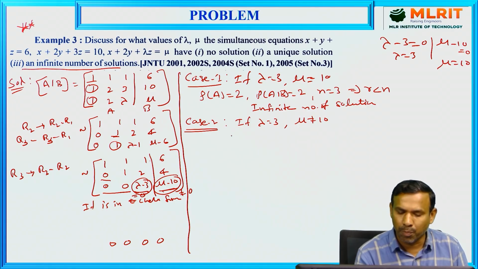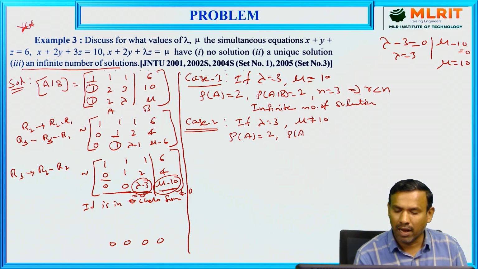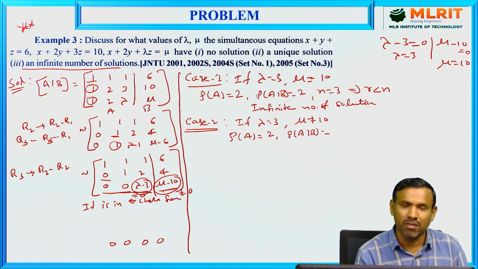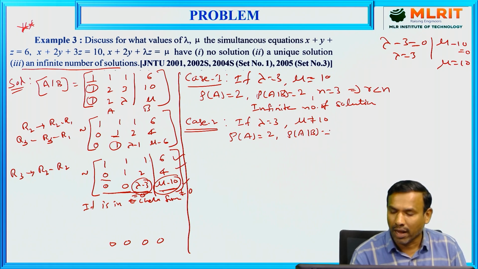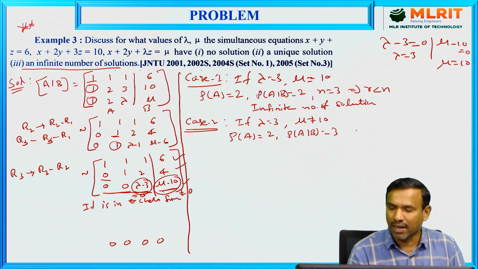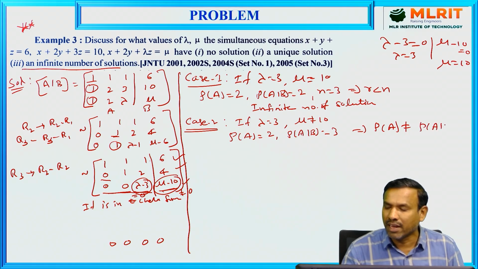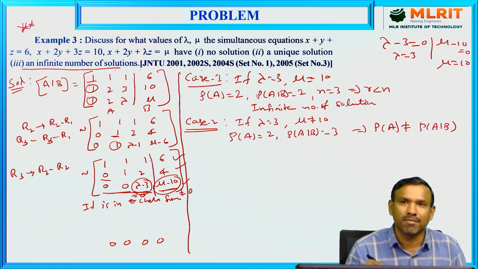So the last 3 elements in the row are 0, so there are 2 non-zero rows. Rank of A is 2. Now rank of A by B: since mu is not equal to 10, mu not equal to 10 means 11, 12, 13, any value you can take, that will become non-zero. So the number of non-zero rows will become 3, so rank of A by B is equal to 3. So clearly rank of A, which is 2, is not equal to rank of A by B, which is an inconsistent case. No solution. We are very clear.